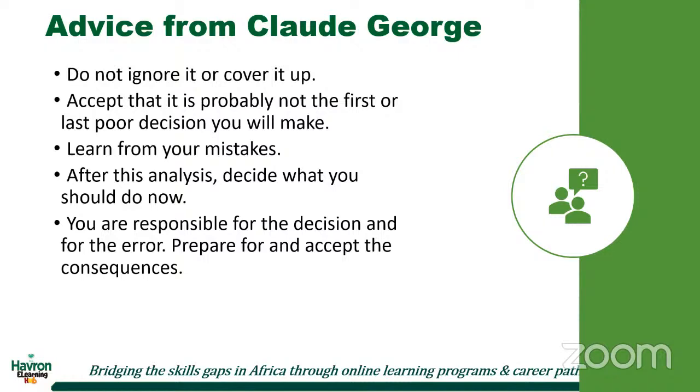When you find yourself in this situation, do not ignore it or cover it up, because this will not go away. Accept that it is probably not the first or the last poor decision you will make. The goal here is for the larger percentage of your decisions to be good ones. If so, then your overall average will be acceptable. So learn from your mistakes. Ask yourself where you went wrong. Get advice from those around you concerning what you should have considered that you did not do, what you should have done that you did not, and what errors of judgment you made, and so on.